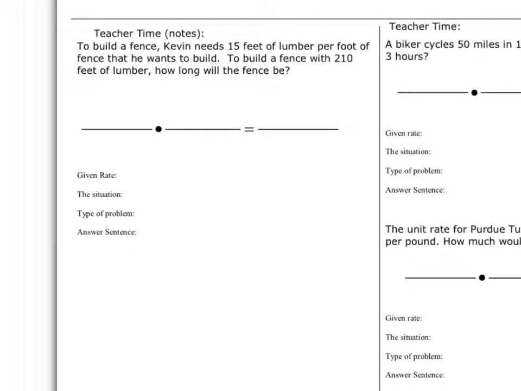All right. So looking at this, it says to build a fence, Kevin needs 15 feet of lumber per foot of fence that he wants to build. To build a fence with 200 feet of lumber, how long will the fence need to be? So I always start with the answer sentence because I think that's the most telling thing about a problem: what am I trying to figure out?